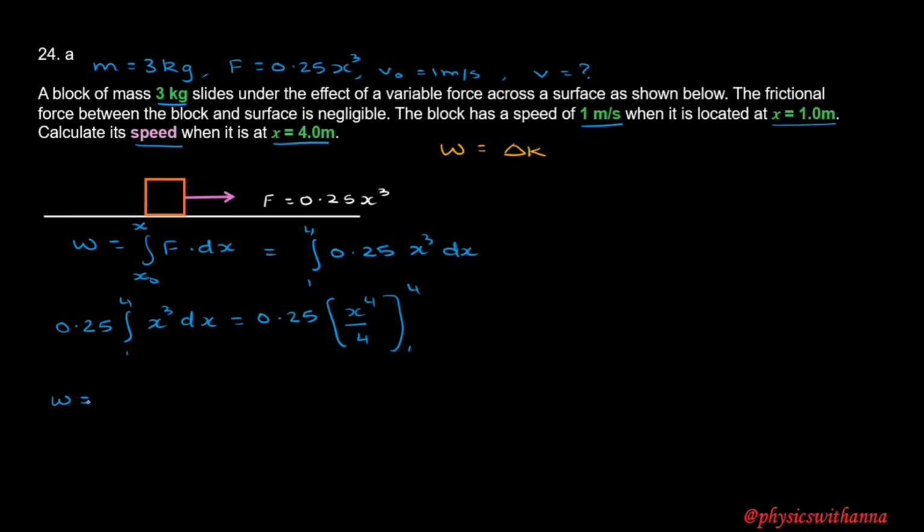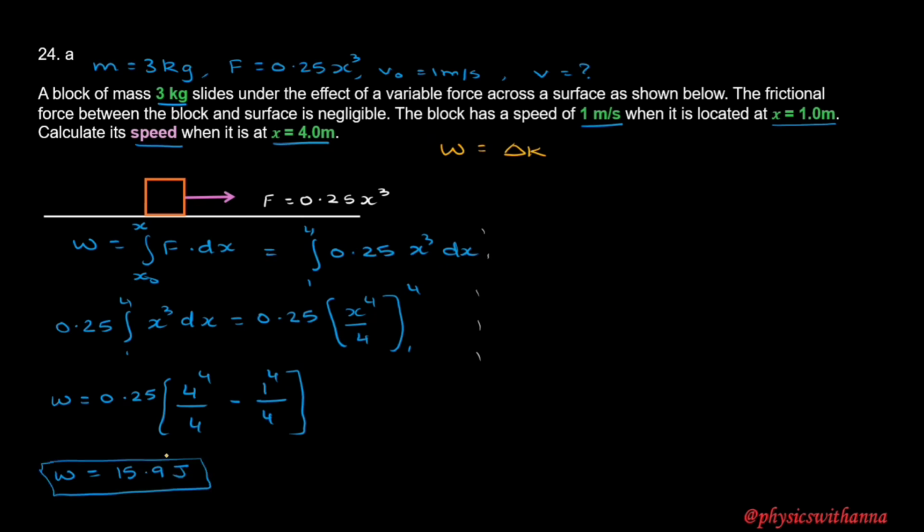We write work done to be equal to 0.25. First, in place of x, you will substitute the upper limit minus, then in place of x, you will substitute the lower limit. So first we put x as 4. So 4 to the power 4 over 4 minus, now put x as 1, 1 to the power 4 over 4. And that gives me the work done by the force to be equal to 15.9 Joule.